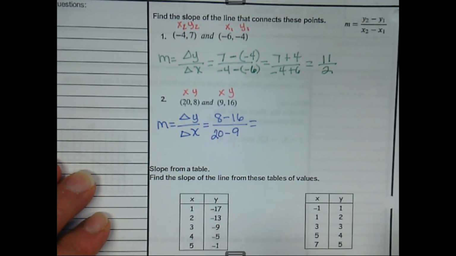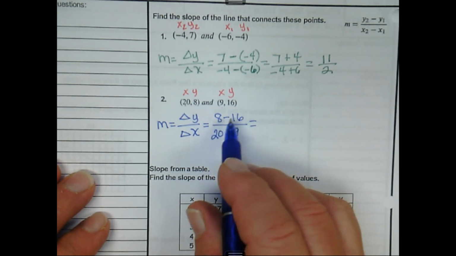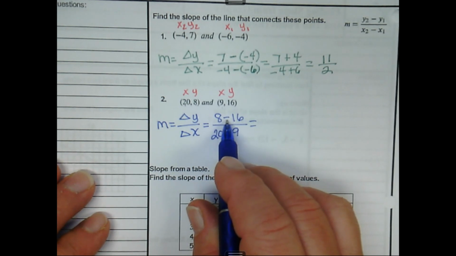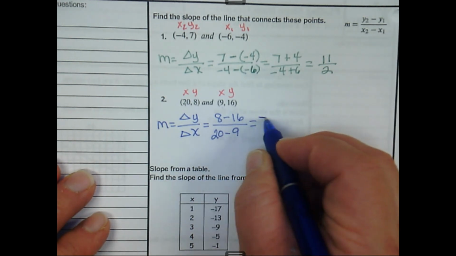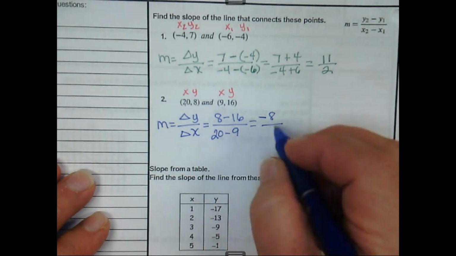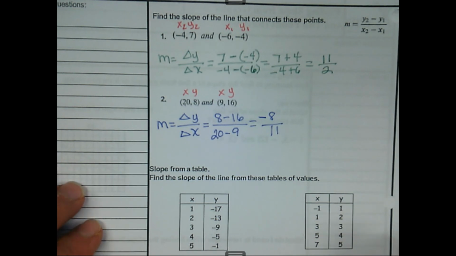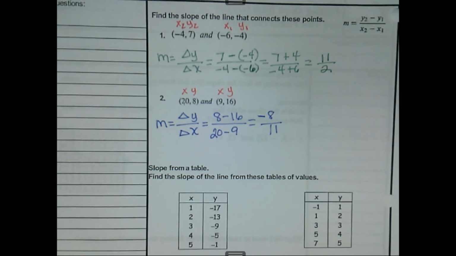Okay, 8 minus 16, they're opposite signs, so I subtract. 16 minus 8 is 8. I keep the sign of the larger, which is negative. 20 minus 9 is 11. I analyze. Can I simplify negative 8 over 11? No. So that would be my slope, negative 8 over 11.